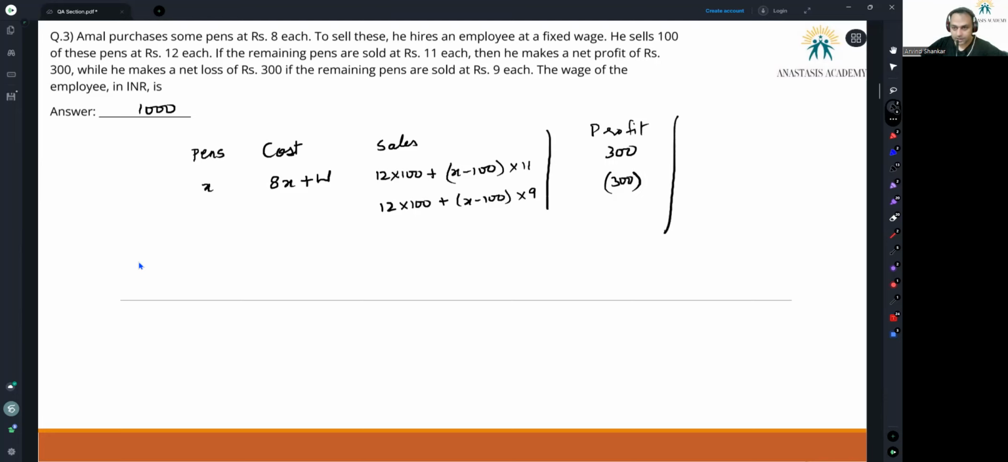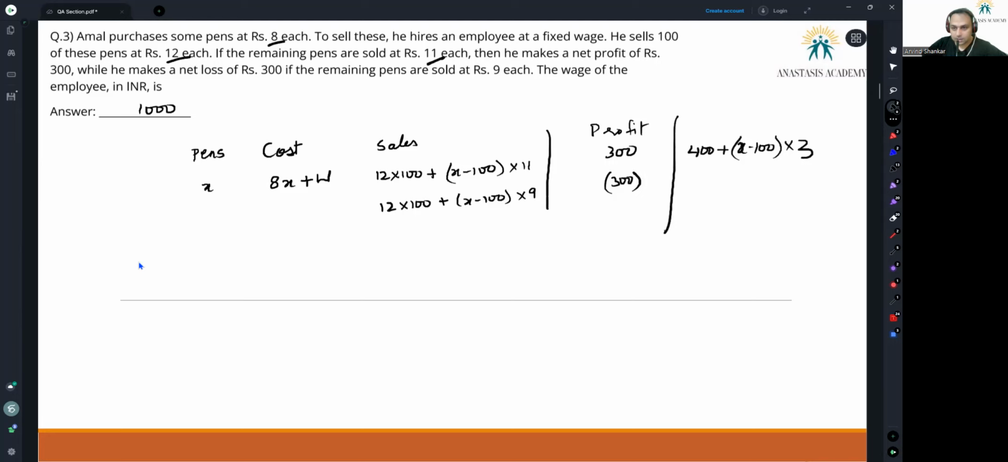For the first 100 pens, you get a profit of 400. And then for the remaining pens, you get a profit of, sorry, not 2, you get a profit of 3. The cost was 8 rupees, sold at 11 rupees, so you get 3 rupees profit. This is equal to 300.